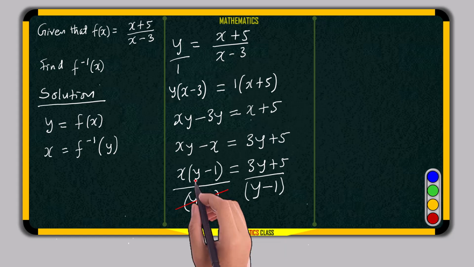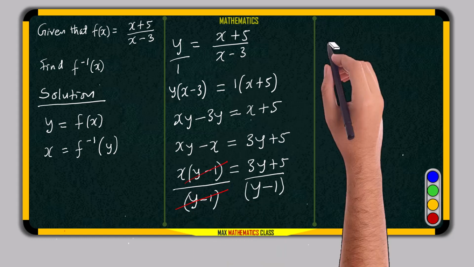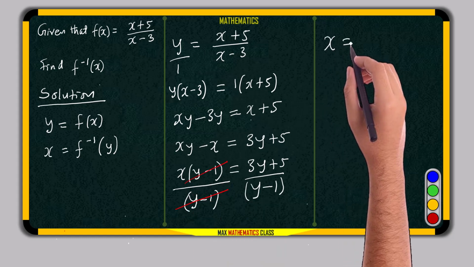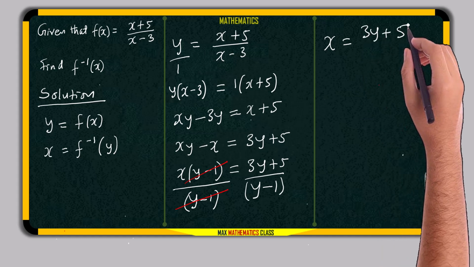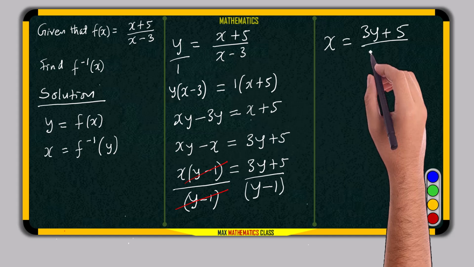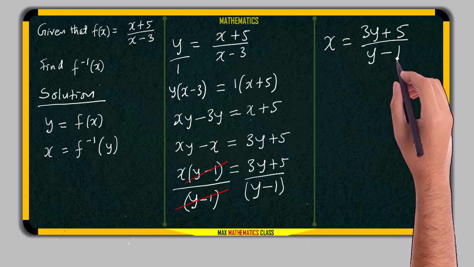This cancels out this. We are now left with x equals 3y plus 5 over y minus 1. We are done with step 2. In step 2, we simply make x the subject of the formula. So we move to step 3.